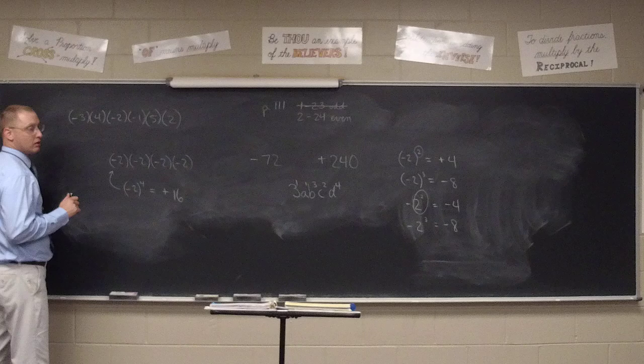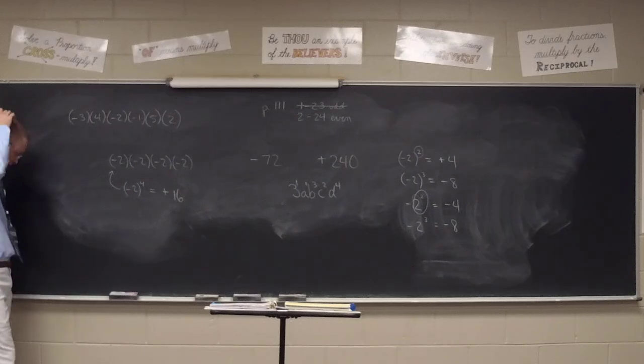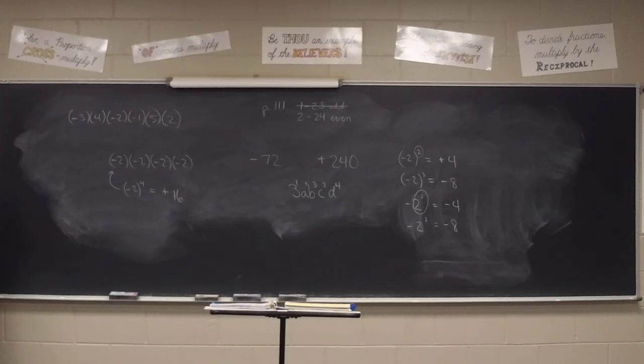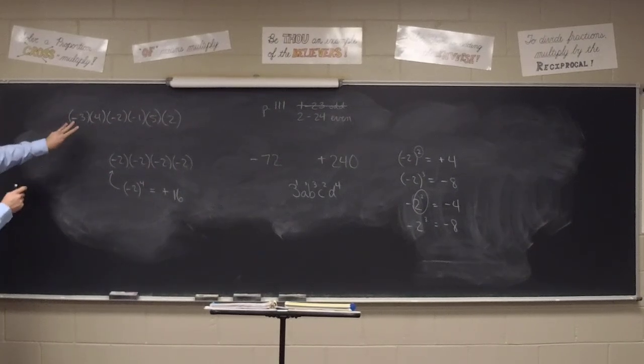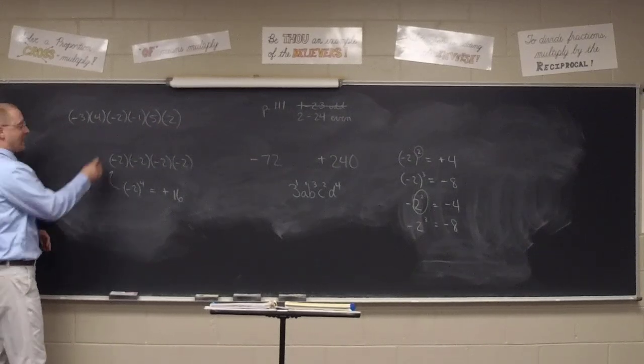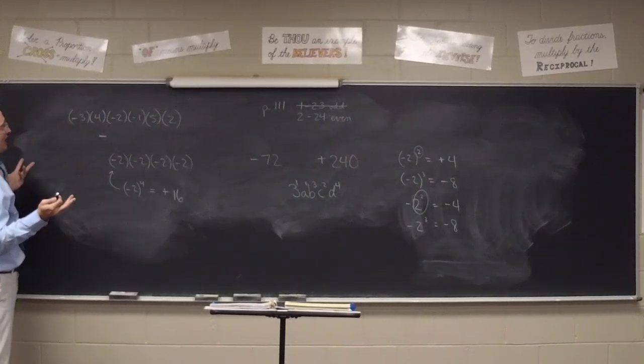Odd. All right, class, if we have an even number of negatives, the answer is positive. If we have an odd number of negatives, the answer is negative. Here you said we have 3, which is an odd number, so my answer is going to be negative something, right? And then we just kind of go in order here.